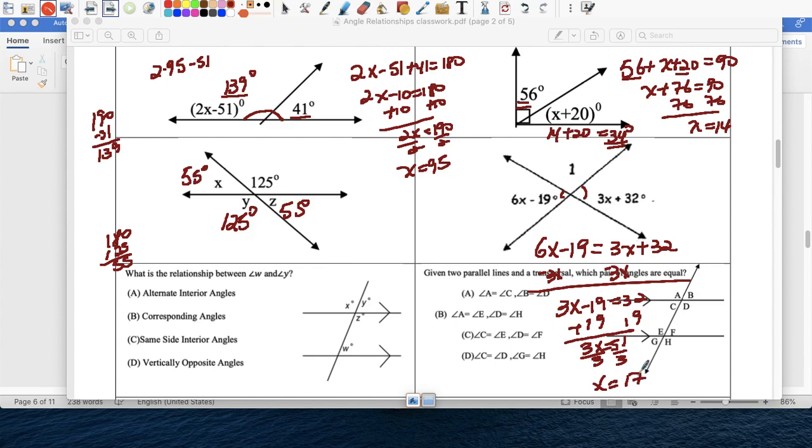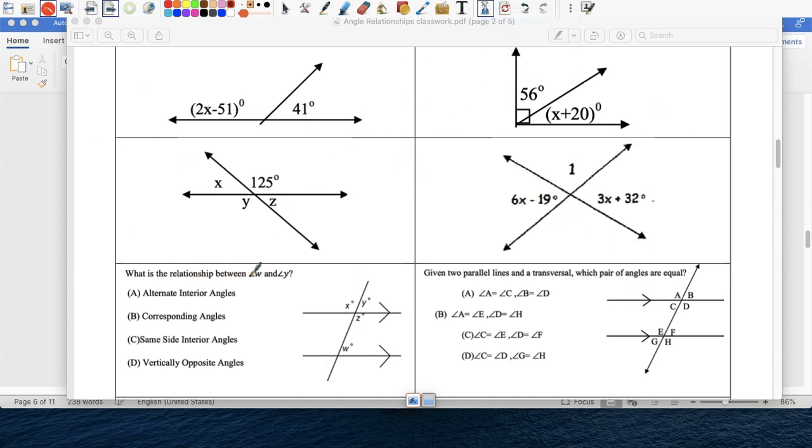X equals 17. So if x equals 17, let me plug it in here. I get 6 times 17 minus 19. 17 times 6, 102, minus 19. 12 minus 9 is 3, and 9 minus 1 is 8. So that makes this angle here 83 degrees. Now, if this is 83, this angle right here is going to be 97 because they're supplementary. Okay, that's 83. Guess what? This is also 83. And if I know that that's a 97, makes this guy 97.